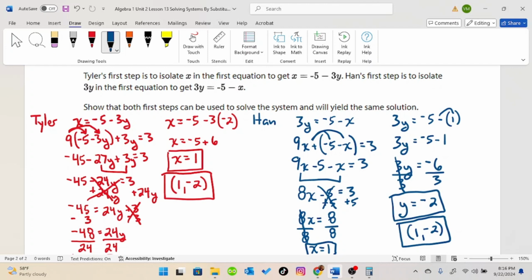So whichever method works for you, use that method, but substitution will get you the same answer as long as you do it correctly. If you have any questions about any of the practice problems from Lesson 13, please use class time to ask for further clarification so you're prepared for success as we move forward to the next lesson.